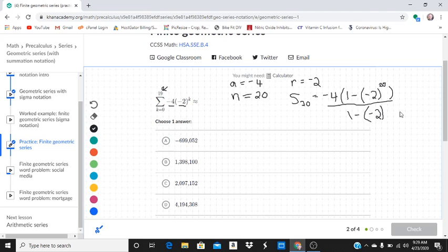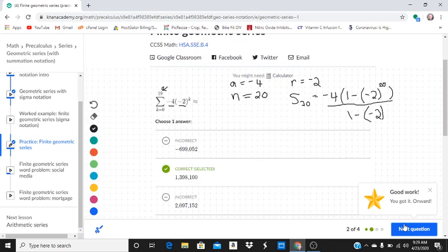When I enter this into my calculator, I get 1,398,100. I get this answer. Way to go. We got some energy points. Keep going.